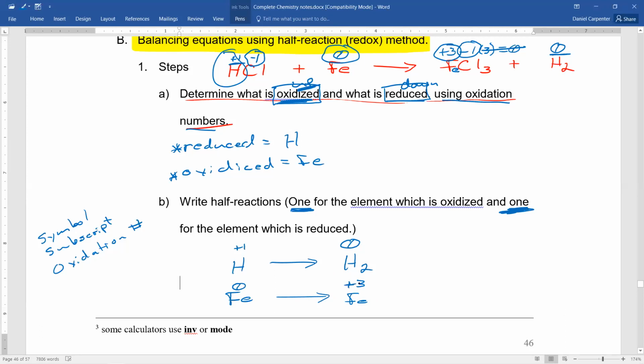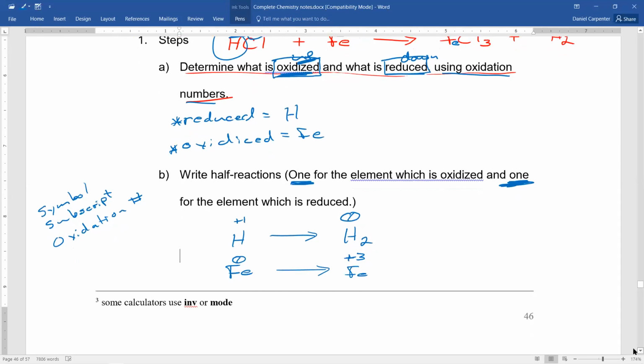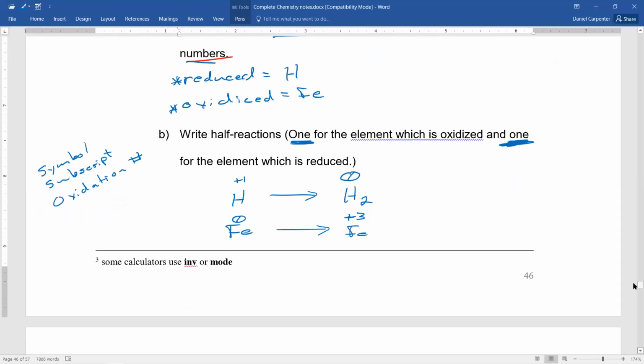Now, if you didn't follow something, feel free to find that raise your hand icon under the participants tab and we will answer your question. I will answer your question. So that was simple enough. Symbol, subscript, oxidation number.